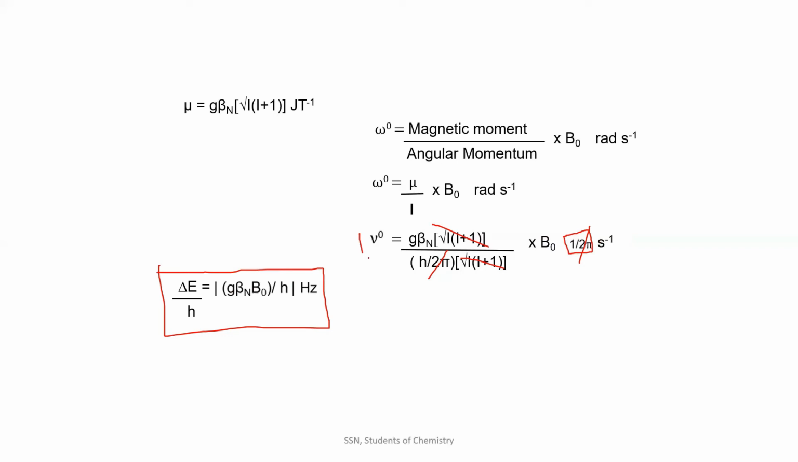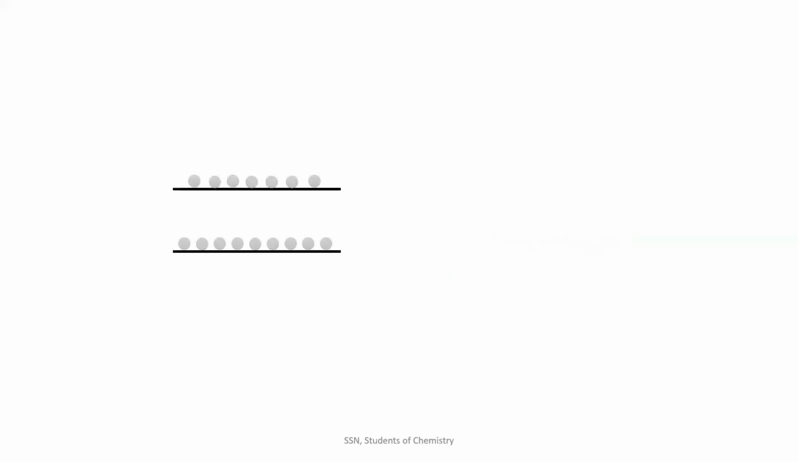So Larmor frequency is nothing but the frequency at which the energy levels are separated. So there are two energy levels. This energy level is separated by a frequency the same as the Larmor frequency. So if I apply an RF pulse, that is a radio frequency pulse, I am going to excite my molecules from the lower energy to the higher energy level. But the molecule will get excited only when we apply a radio frequency wave with the Larmor frequency, with the frequency equal to the Larmor frequency. So this phenomenon we call the resonance phenomenon.